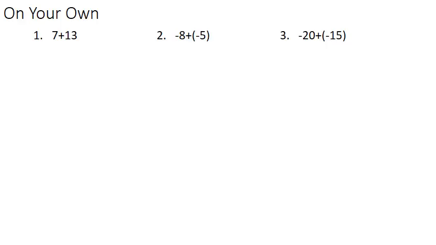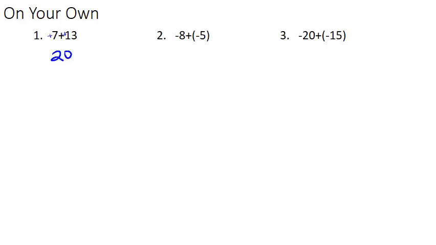Okay, so on number 1 here, what we're seeing is we have 7 plus 13. So as we add 7 to 13, we can see that both of these have the same sign, so we're going to treat it like regular addition, and 7 plus 13 is going to be equal to 20.